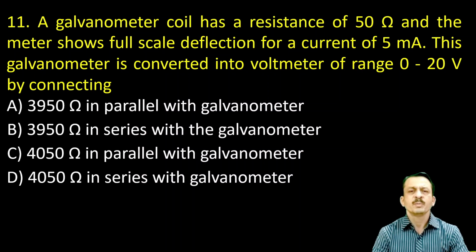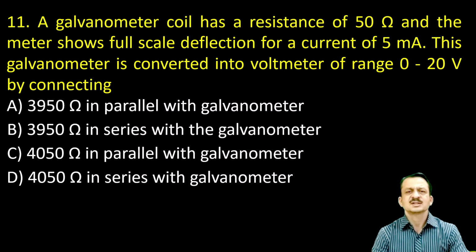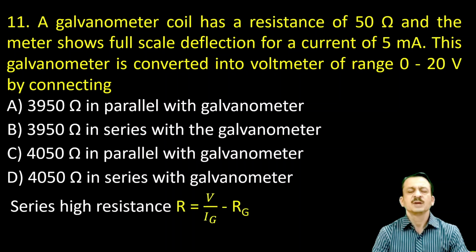So only B and D are the right answers. Now, what should be the high resistance that we are going to calculate? High resistance R is given by V by Ig minus Rg, that is the formula. V is the voltage, given as 20 volts. Ig, the full scale deflection current, is given as 5 milliamps, and the resistance of the galvanometer is 50. Now substituting the values, it is 20 divided by 5 into 10 to the power of minus 3, minus 50.